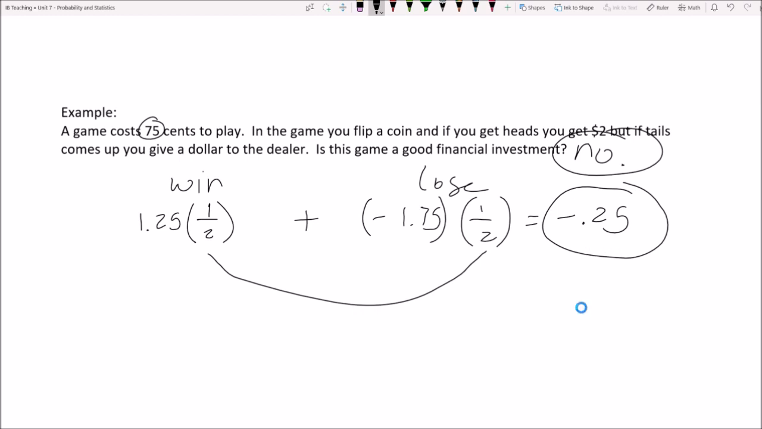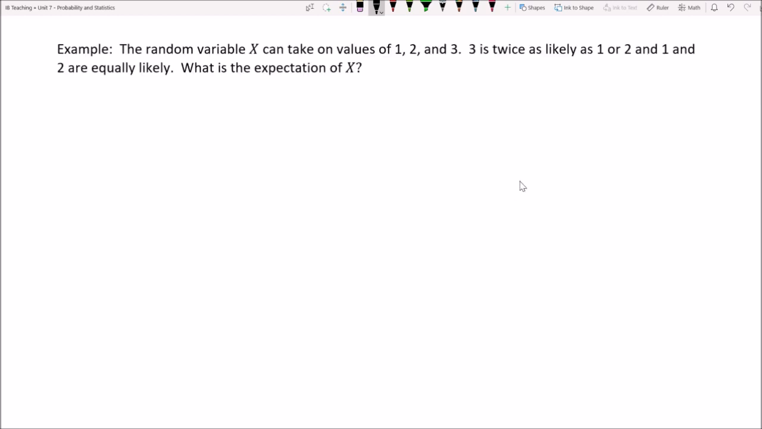Now we're going to look at some typical textbook or test style questions. These ones are going to be outside of context. So we did the contextual examples first so we could get the processes down, and now we can probably answer these questions. So in this case, we have a random variable x. It takes on values of 1, 2, and 3. 3 is twice as likely as 1 or 2, and 1 and 2 are equally likely. We need to find the expectation of x.